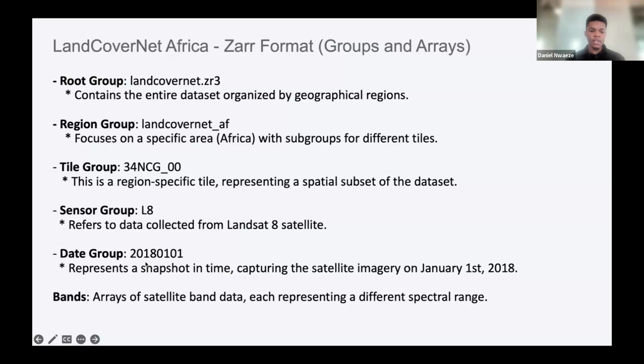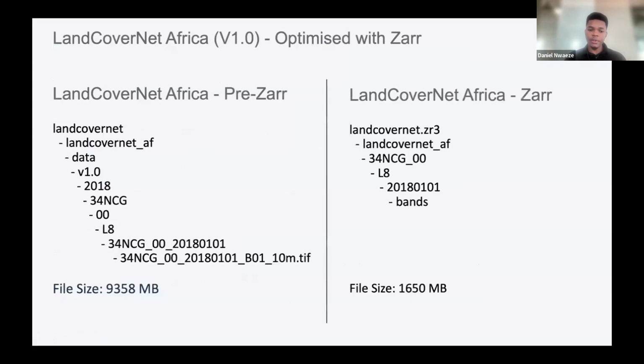And then the bands consist of arrays of the satellite band data, wrapped in an overall group called bands. Each represents a different spectral range. For instance, here we have B01, and you can have 02, 03, 04, etc., depending on the kind of satellite that we have.